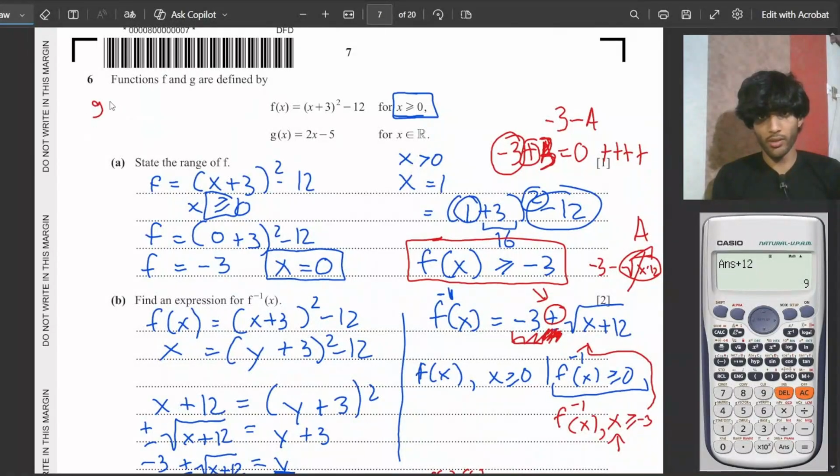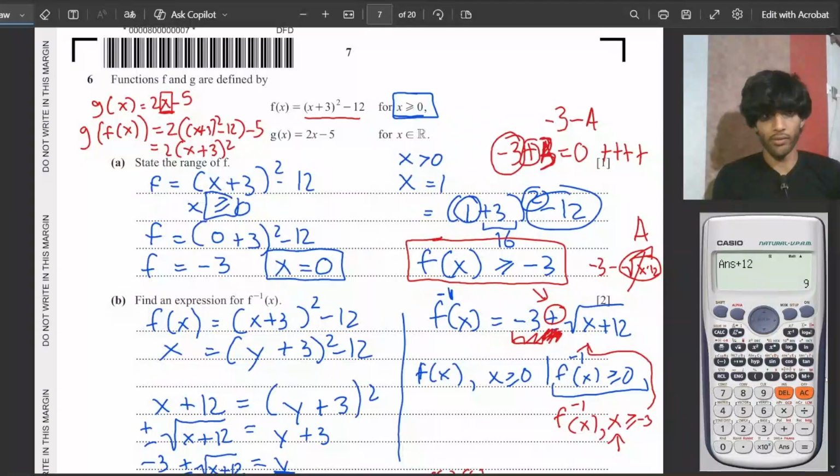g of x is equal to 2x minus 5, and we're trying to find g f of x. Therefore, instead of this x value, we have to put in this function f of x. So it's going to be 2 times (x plus 3) squared minus 12, minus 5. That means this is going to be 2 times (x plus 3) squared. Then I have 2 times minus 12, that's equal to minus 24. Minus 24 minus 5 is minus 29. So this right here is going to be my g f of x.